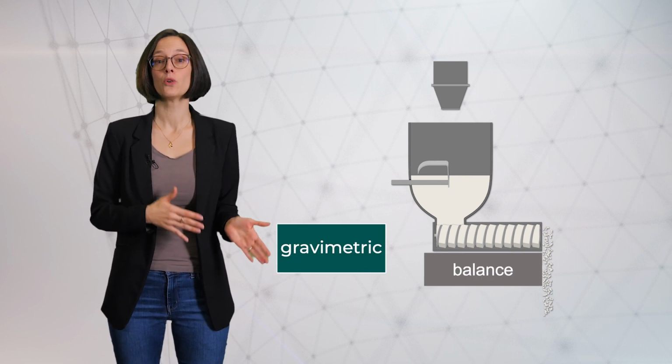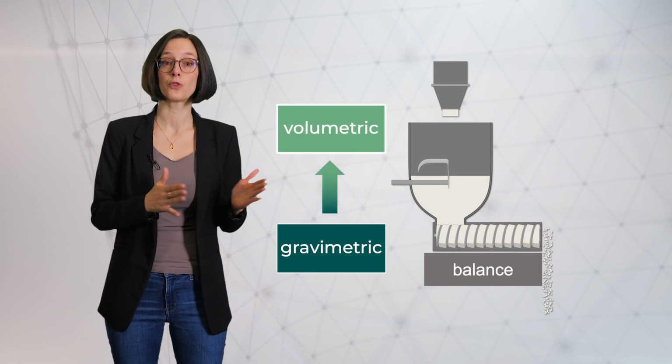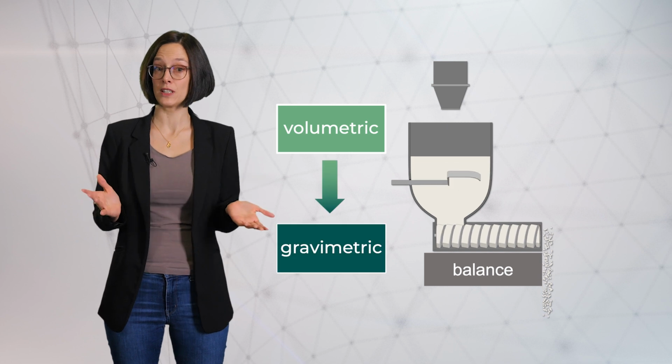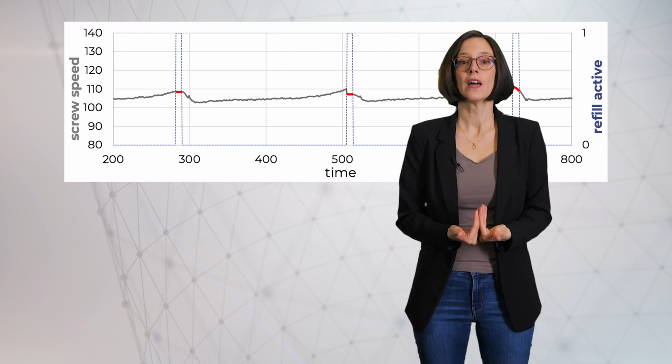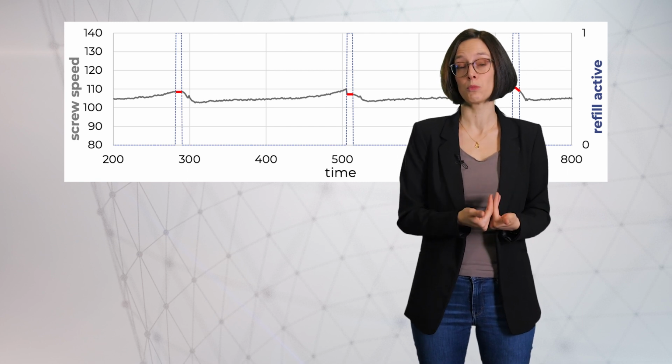So if we know that we are about to refill the feeder, we switch the feeder from gravimetric to volumetric mode. And once the refill is finished, we switch back. Here you see the screw speed of a feeder. The gray areas are in gravimetric mode and the red areas are the ones during refill, which are in volumetric mode. There are different options for choosing the screw speed in volumetric mode.